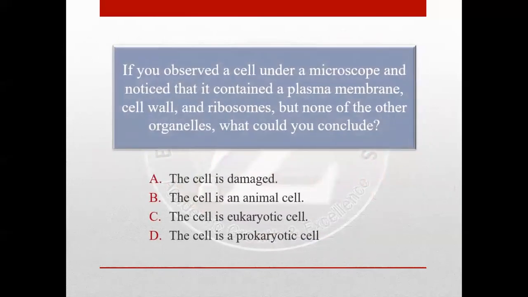First question. If you observed a cell under a microscope and noticed that it contained a plasma membrane, cell wall, ribosomes, but none of the other organelles, what could you conclude? Letter A, the cell is damaged. Letter B, the cell is an animal cell. Letter C, the cell is a eukaryotic cell. Or letter D, the cell is a prokaryotic cell? You have 5 seconds to think of the answer.